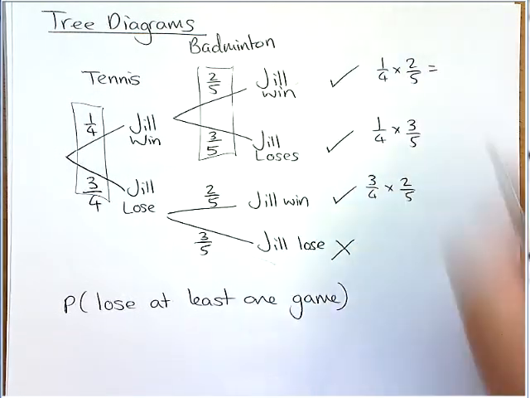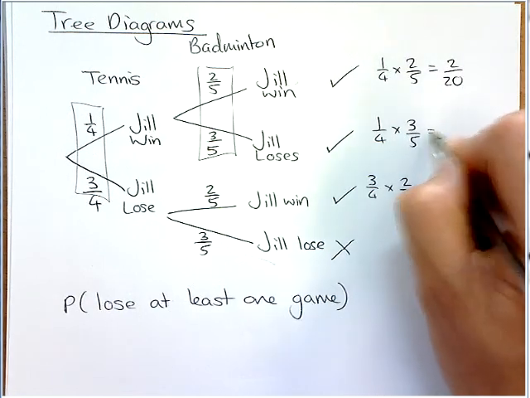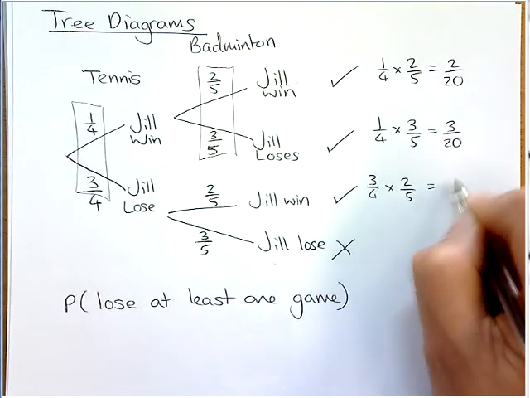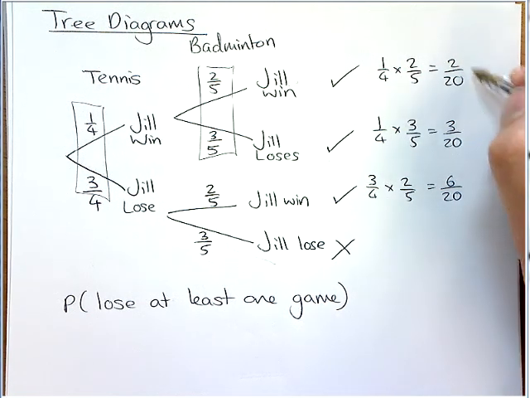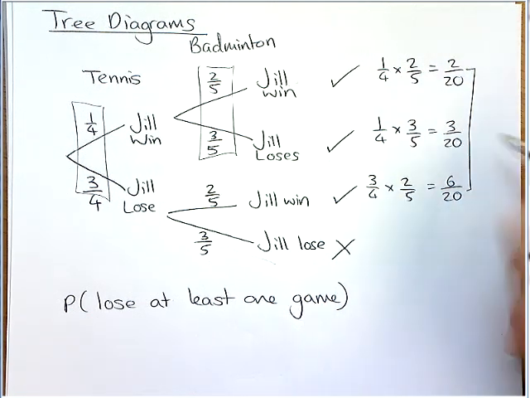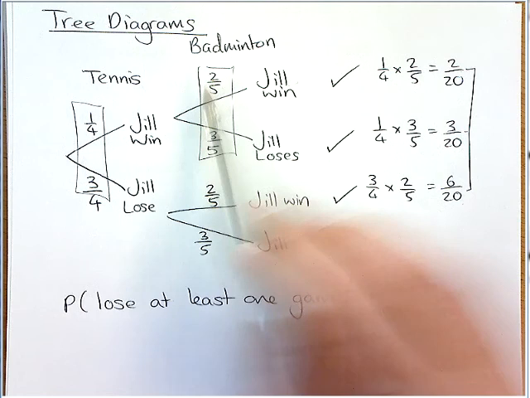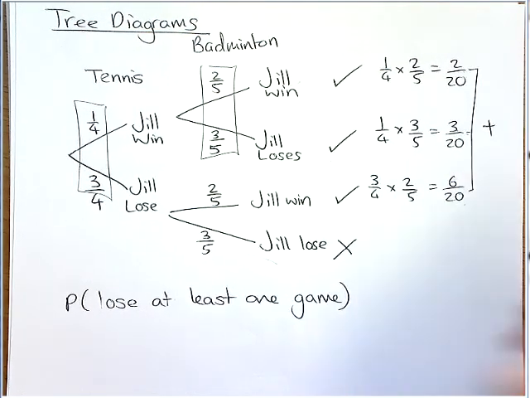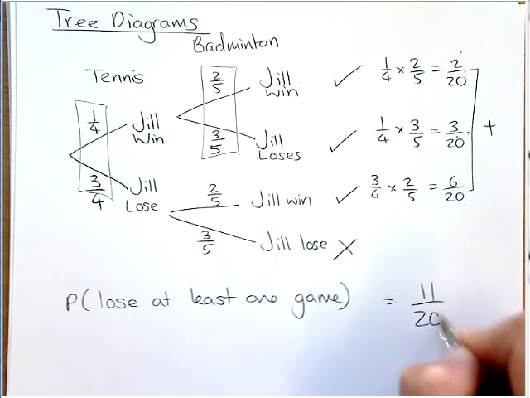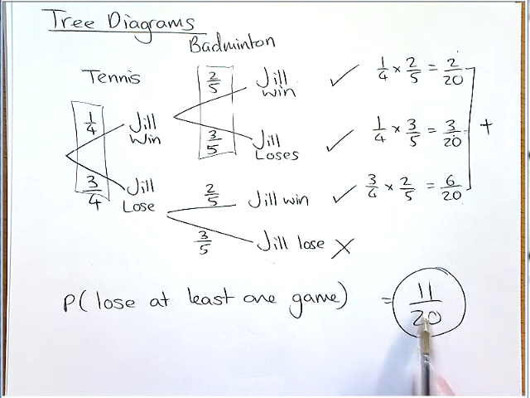So times and fractions, 2/20, 3/20, and 6/20. Just remember it's times the tops and times the bottoms. So these are the 3 possible outcomes. So it's that one or this one or this one. That and that, we multiplied. This or this or this, we're now going to add these together. So 2 plus 3 plus 6, that's 11 out of 20 is the probability. So just over half chance.